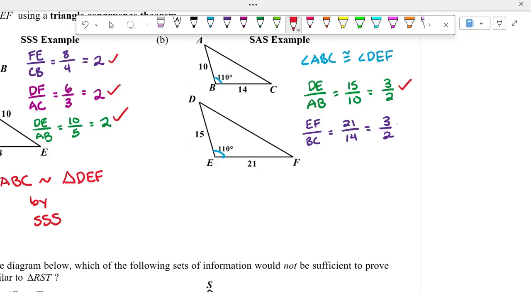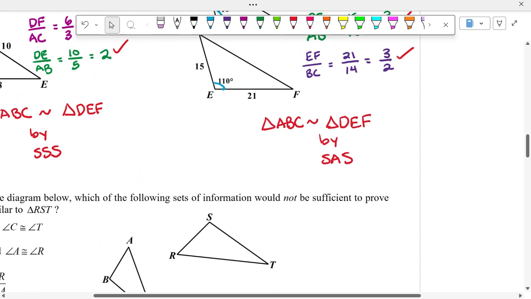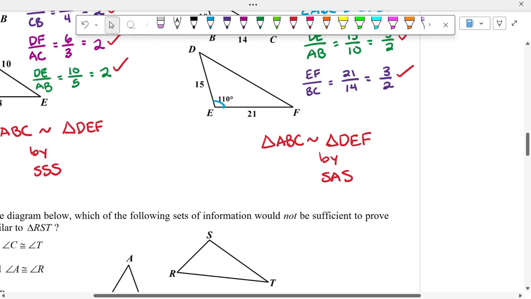So we got 2 proportional sides and an included congruent angle. Thus, we can conclude that triangle ABC is similar to triangle DEF by side angle side. Any questions?